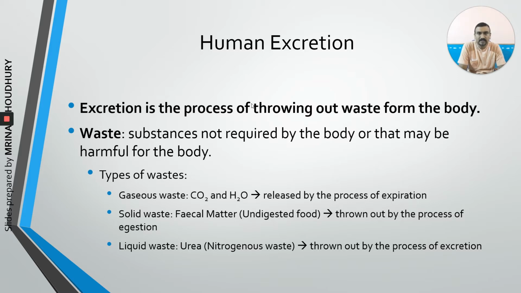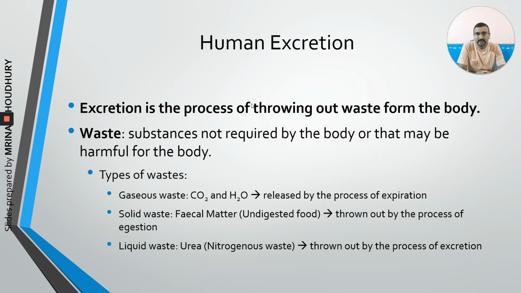Now, these are basically the substances which are produced in the body, but they are not required by the body. They may or may not be harmful. But since they are of no use, they need to be thrown out. If they are harmful, obviously they have to be thrown out of the body immediately. Now, we can classify the different types of wastes as liquid waste, gaseous waste, and solid waste.